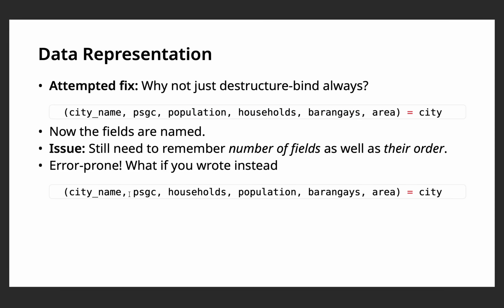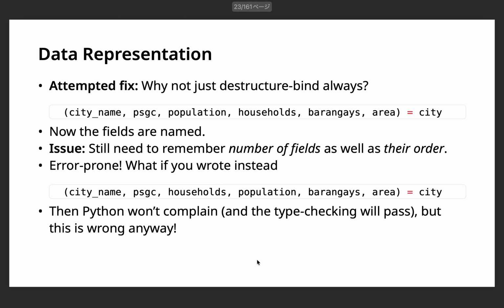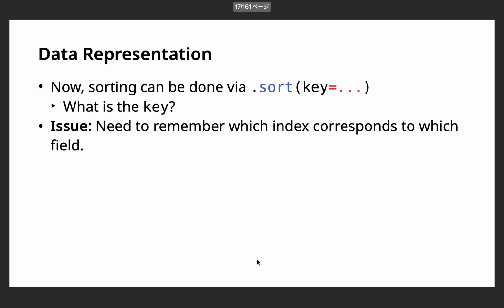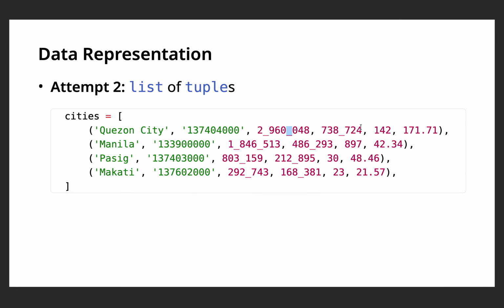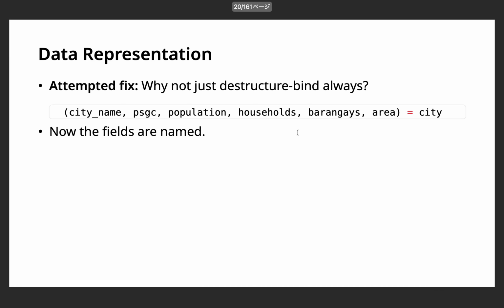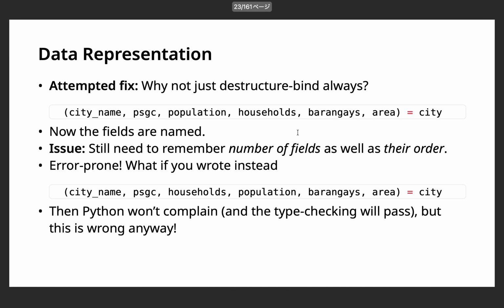If you wrote it like this instead, if you accidentally swapped two of the entries over here, then you would get the wrong data now. Since both population and households are integers over here, Python wouldn't complain. You're just assigning values to variables. So this will also pass type checking, again, since they're both integers. But now you have the wrong data. So that's a bad thing.